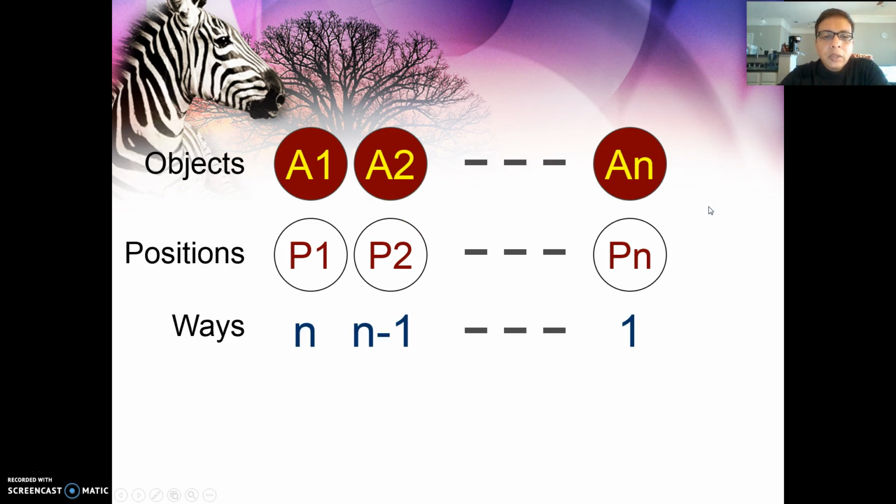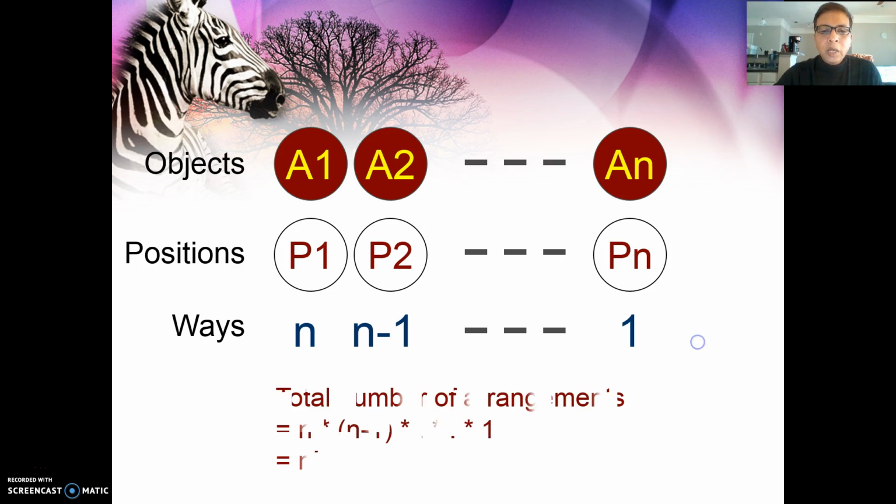So if we count the number of ways, the first position can be filled up in n ways, and once the first position is filled, one object is gone. So the second position can be filled up in n minus 1 ways. Similarly, the last position can be filled up in 1 way, with the last remaining object. So the total number of arrangements is n into n minus 1 into n minus 2 up to 1, which we call n factorial.